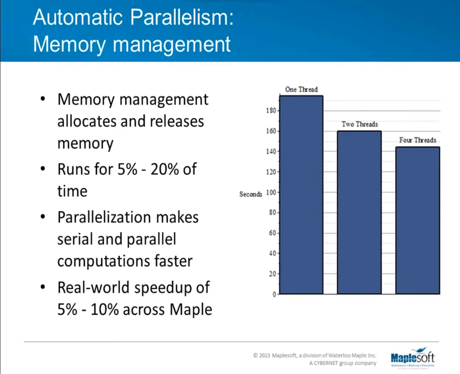Let me talk about the memory management system. As I said, Maplesoft are committed to injecting parallelism deeply into Maple. We recently completed a multi-year project in which we rewrote the memory management system in Maple so that it runs in parallel. The memory management system is responsible for allocating and reusing memory. Typically for non-trivial Maple worksheets, it can run for anywhere from 5 to 20% of the time. Since we parallelized the memory management system, this often gives a real-world speedup of around 5 to 10%.